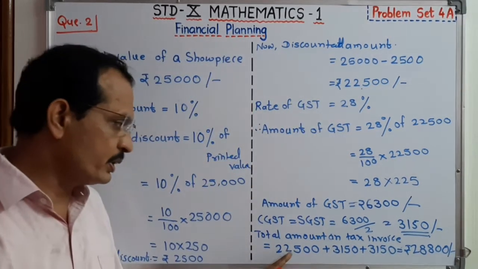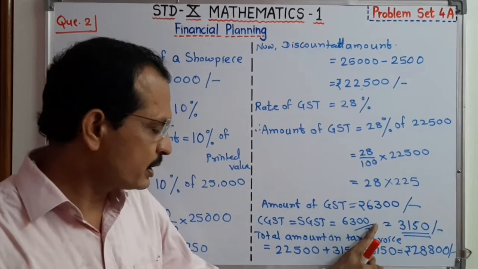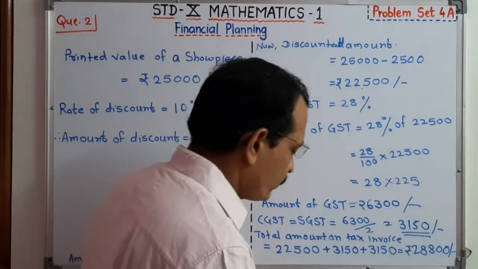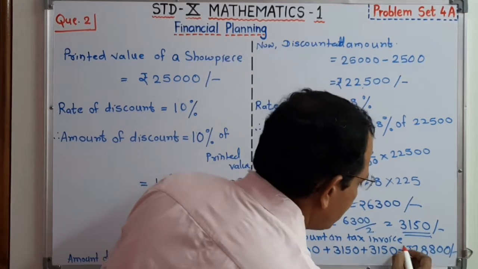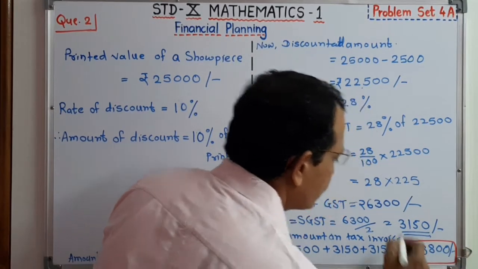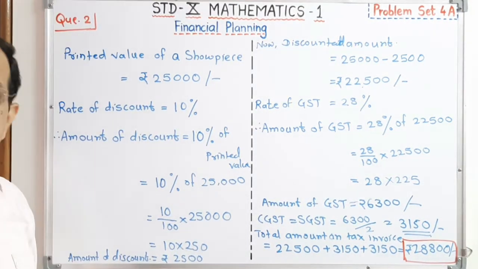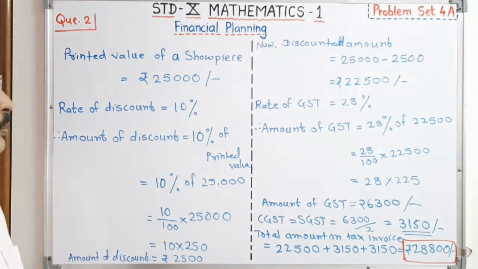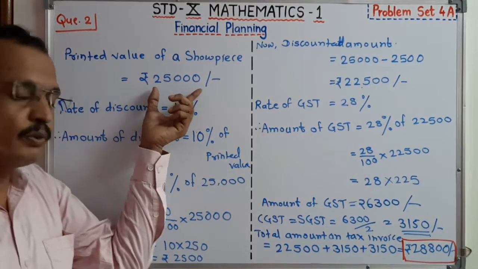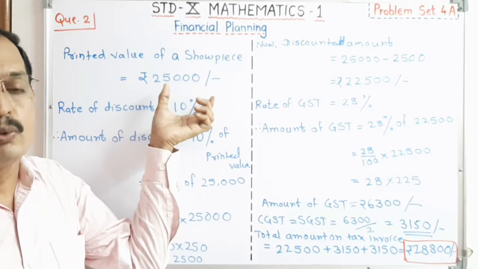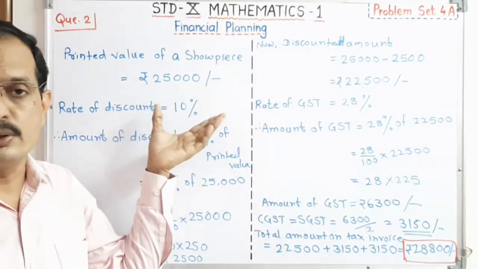See, this 6,300 plus 22,500, we will get here 28,800. This is the final price of that showpiece. Dear student, what is important in this sum? Important is that this given value is a printed value. On that printed value, we did not have to apply the GST.